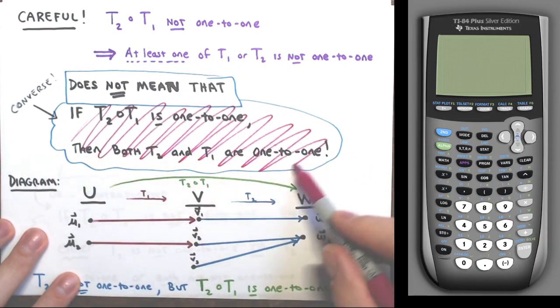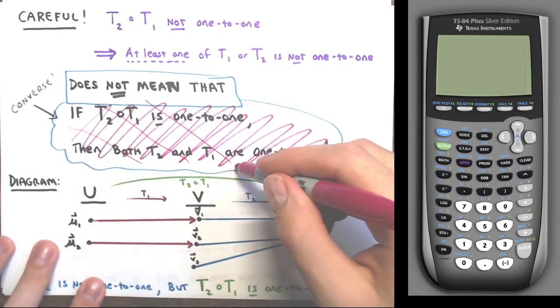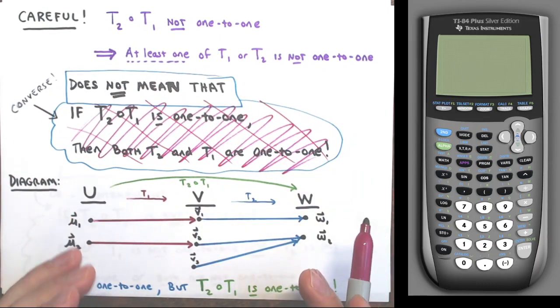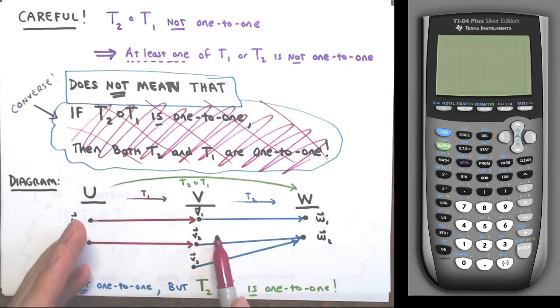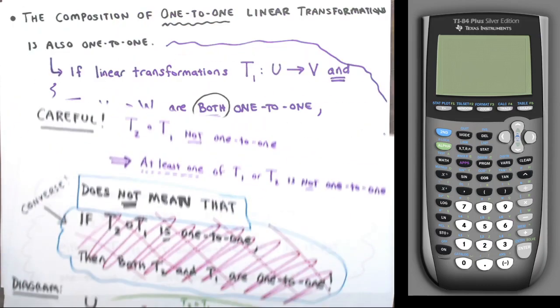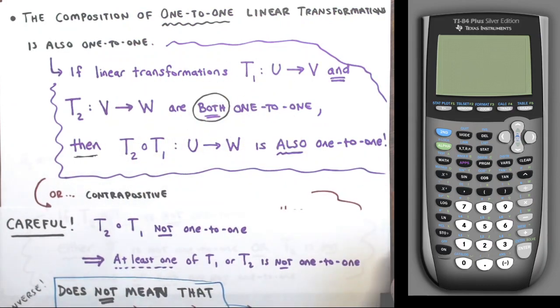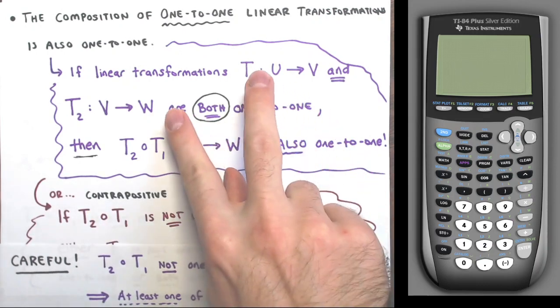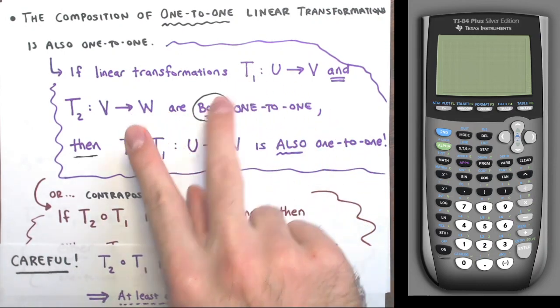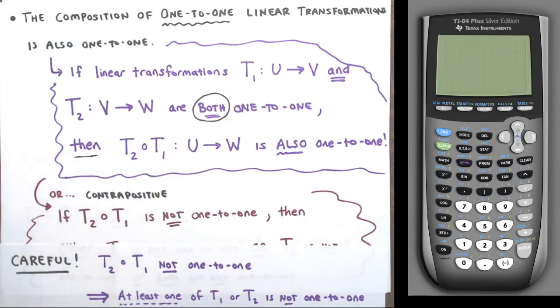Do not believe that. All right? Cross it out. Get it out of your mind. All right? Because you can have a one-to-one composition where one of the functions that made the composition isn't one-to-one, like I'm showing you right here. All right? So just be careful. Only this direction. All right? So the only time you're guaranteed that a composition is one-to-one is if the two transformations that make the composition, if you know that those are one-to-one as well. That's the only time you're really guaranteed that the composition function will be one-to-one.